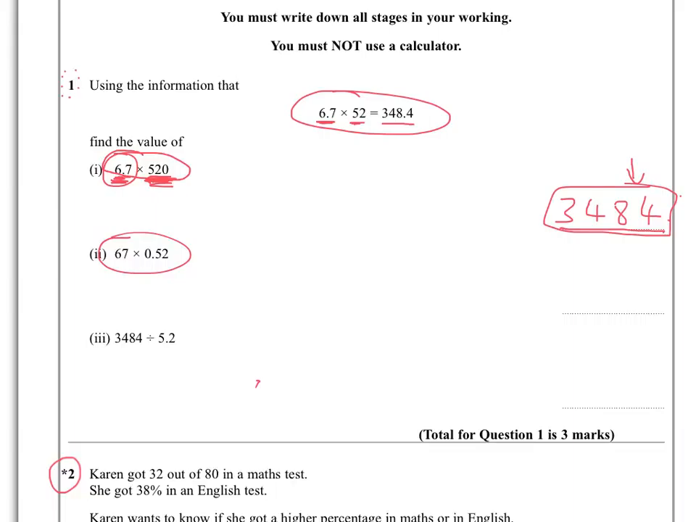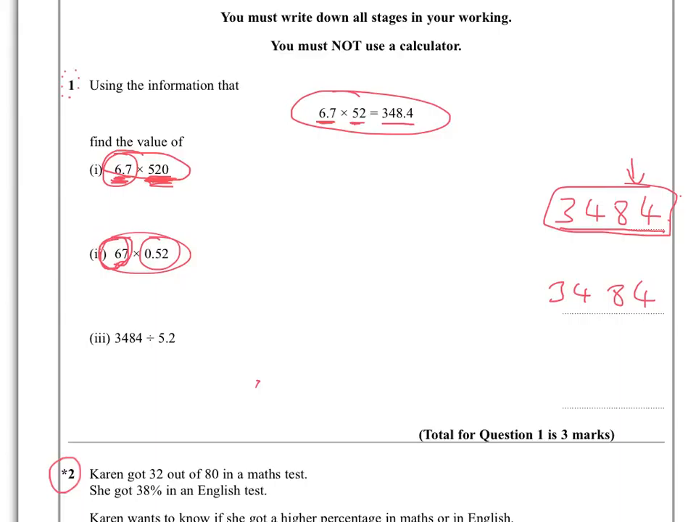Part 2, same thing. We know we're going to get these digits 3, 4, 8, 4 in order. Now this is 67 times 0.52, so that's about a half. So about a half of 67. Well, 67 is about 70. So the answer is going to be about half of 70, and that's about 35.